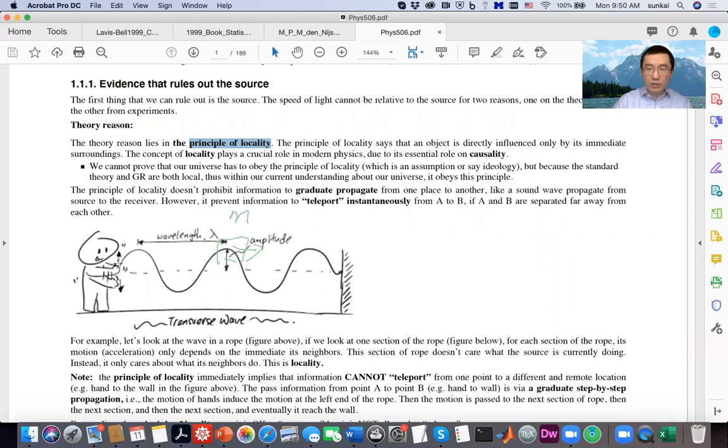What the source is doing doesn't matter. The source is far away. The source cannot have impact on this part. Okay? The motion here only cares about its neighbors. It does not care about the motion of the source.